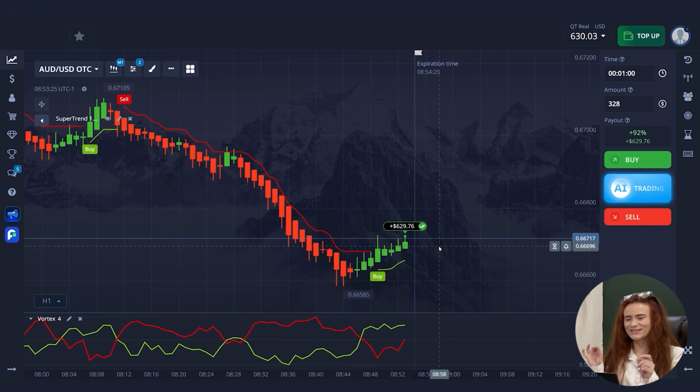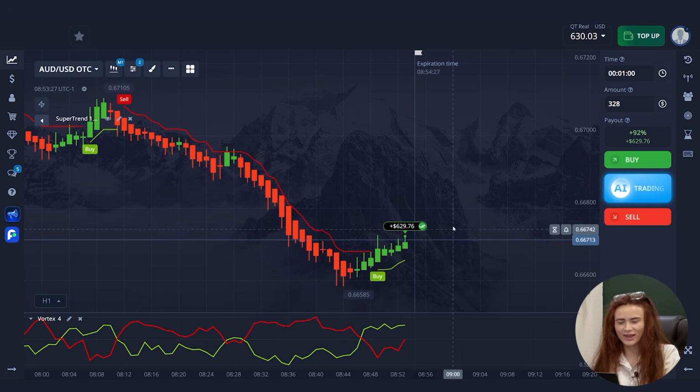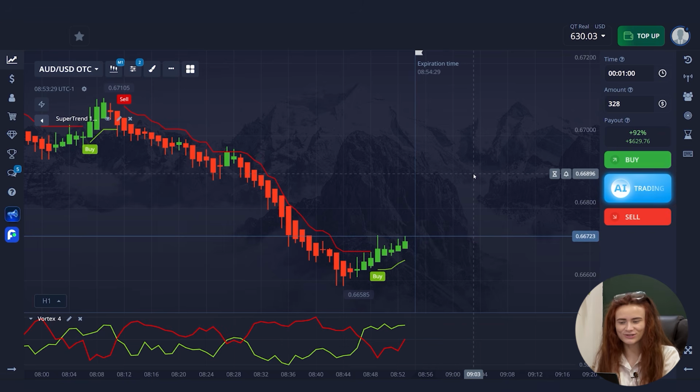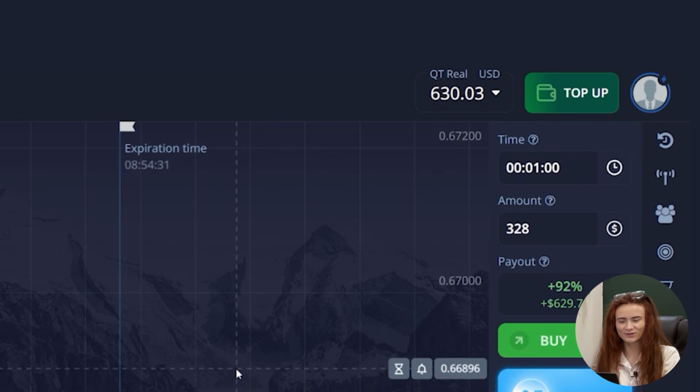And bingo, guys! 4 out of 4 trades are profitable. The account balance has increased to $630. And this is several times more the amount with which I started the session. Amazing result, and I think with such a result, we can finish the trading session for now.